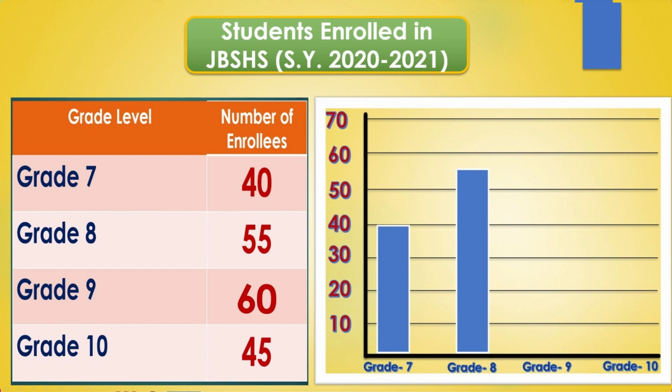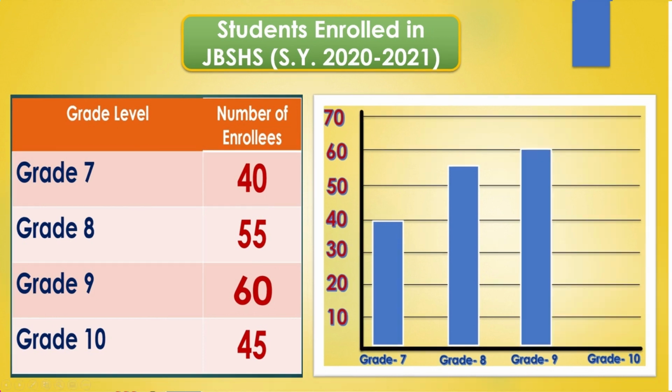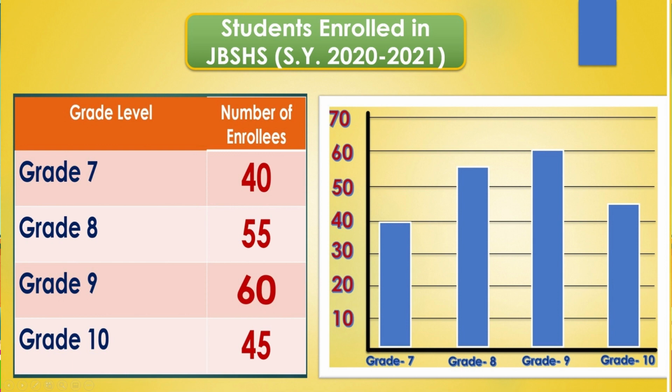You notice that there is no 5s, by 50. It is by 10s. So after 40, we get 50. So if we say 55, just estimate in the middle between 50 and 60. It should be 55. And we have grade 9, 60 students. Then grade 10, we have 45, same thing. Between 40 and 50, in the middle is 45.